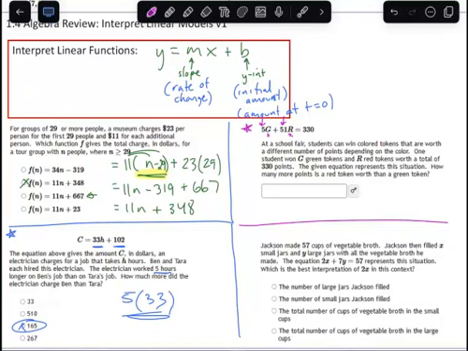So the question is asking how many more points is a red token worth than a green token? So the red token is worth how many? 51. A green token was worth 5. And so that's all they're asking you to find. So 51 minus 5 leaves you with your answer, which is 46. Okay.